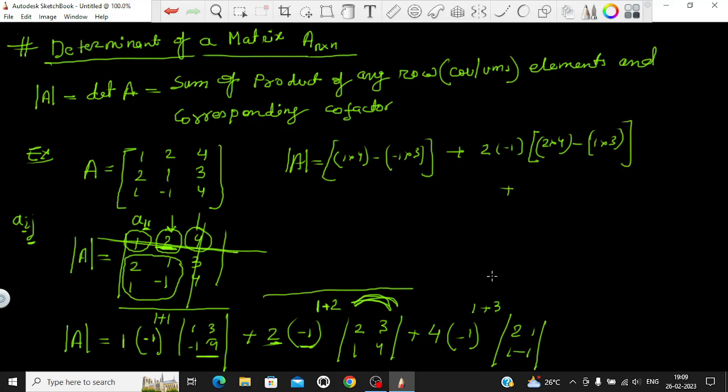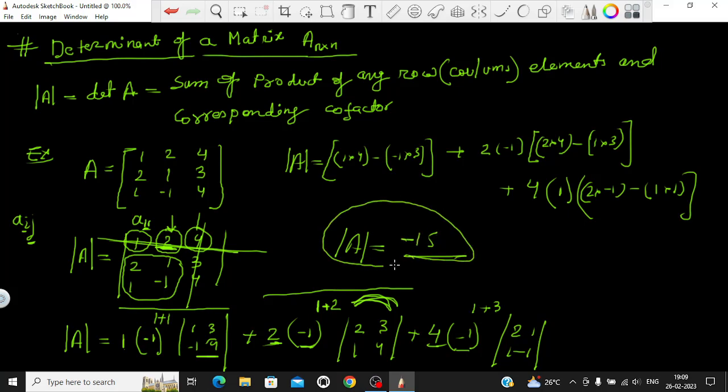Now you write this value 4 and minus 1. 1 plus 3 means 4, minus 1 to the power 4, 4 is an even number, so minus 1 to the power even is plus 1. And you expand this determinant: 2 into minus 1, then minus 1 into 1 into 1. Now you solve this, you will get the determinant of A. So after solving you will get minus 15. So this is the determinant of A.